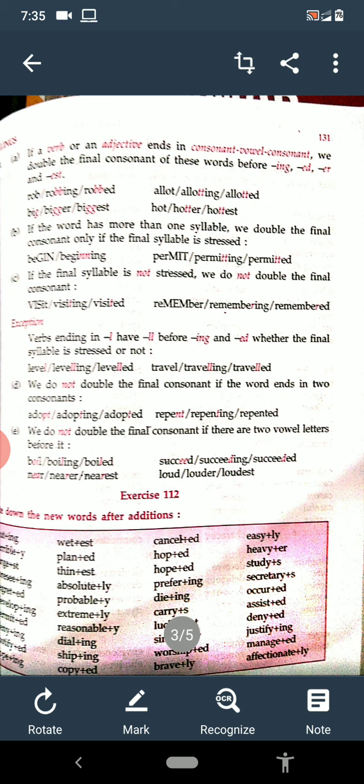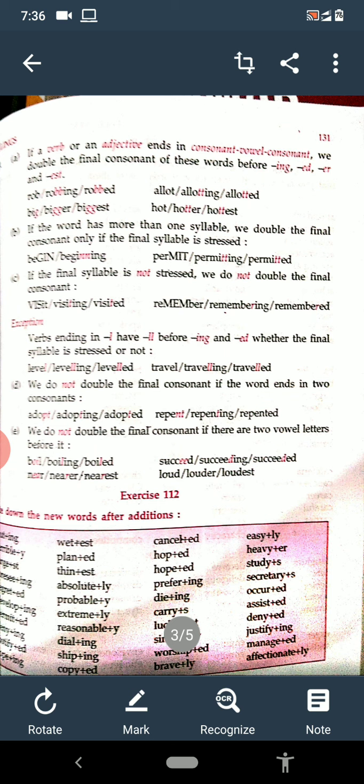Begin, then it is beginning. Permit, permitting, permitted. If the final syllable is not stressed, we do not double the final consonant. Visit, visiting, visited. Remember, remembering, remembered.